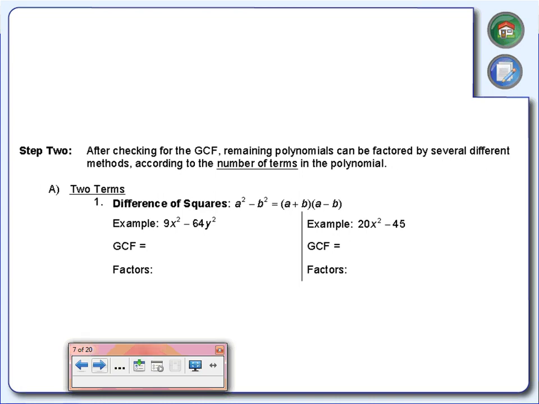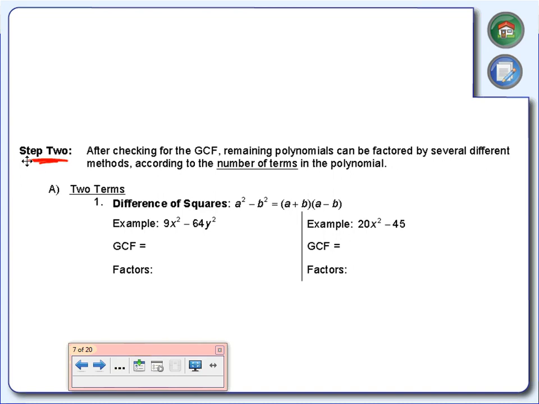Step number 2. Now this is back in your notes, guys. Go back to your notes now. It's at the very bottom of the page there. It says, after you check for that GCF, the remaining polynomial can be factored by several different methods according to the number of terms that you have. So if there's 2 terms, we're going to do one thing. If there's 3 terms, we're going to do something else. If there's 4 terms, we'll do something else. It all depends on how many terms we have.